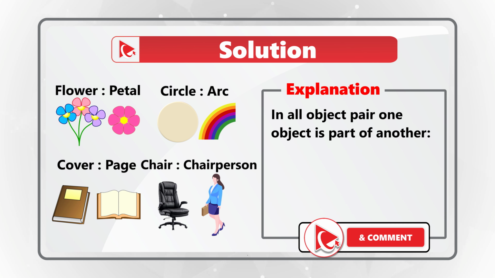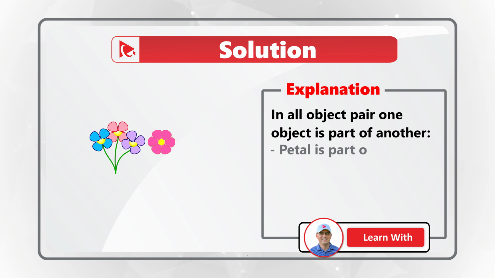Let's look at the examples. Petal is part of the flower. Arc is part of the circle. And cover is part of the book. The only word pair where this rule does not work is chair and chairperson. Even though these words sound similar, they are not part of each other. So the correct answer is choice D, chair and chairperson. Hopefully you've nailed this question and now know how to answer similar problems on the test.